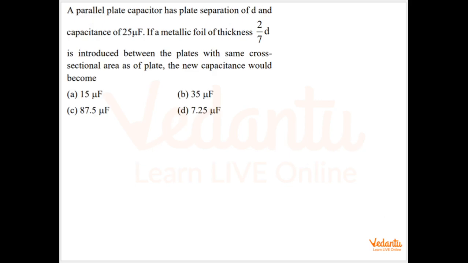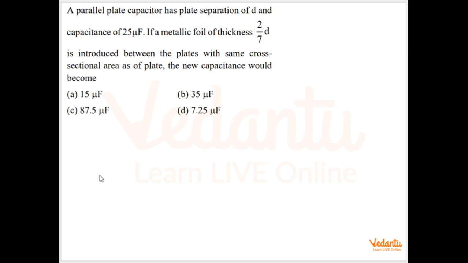In this question, a parallel plate capacitor has a separation of D and a capacitance of 25 microfarad. Now a metallic foil of thickness 2 by 7 D is introduced in between the plates with the same cross-sectional area as that of the plate. We have to calculate the new capacitance.